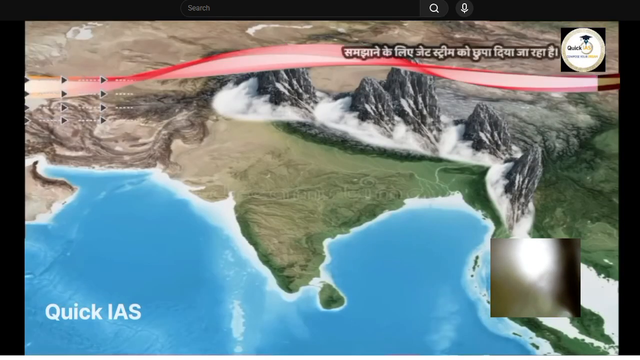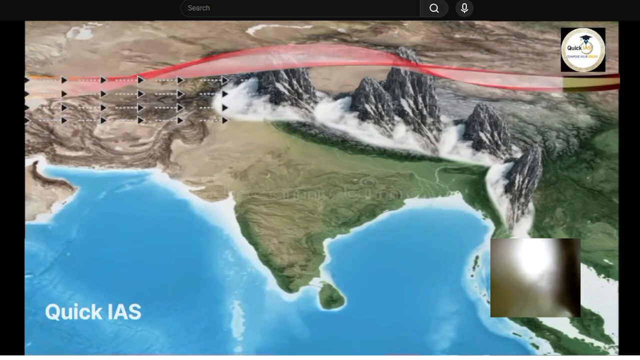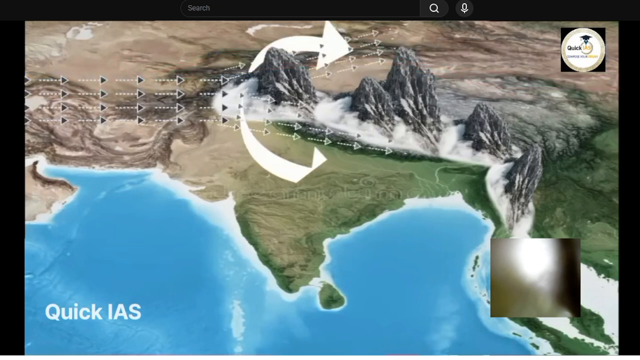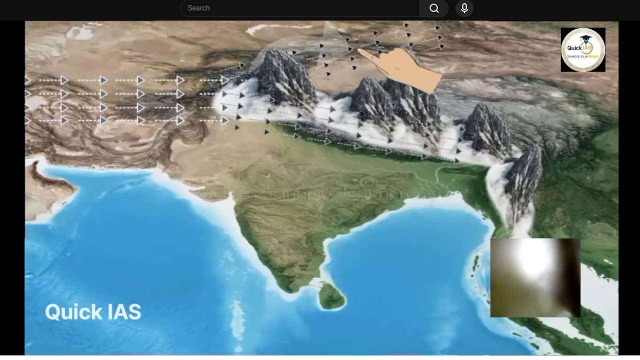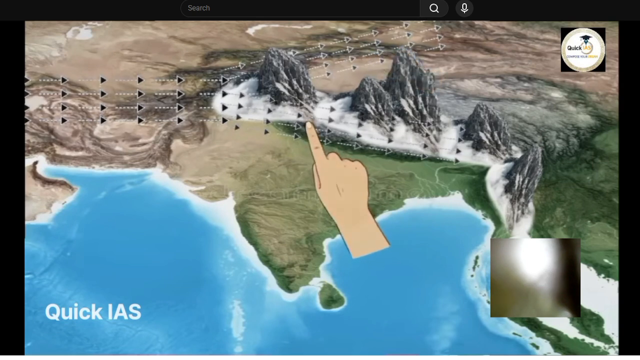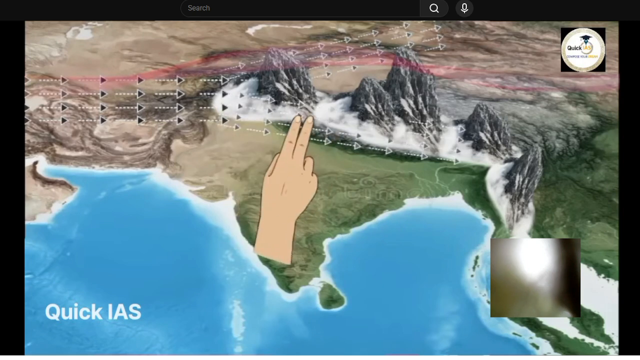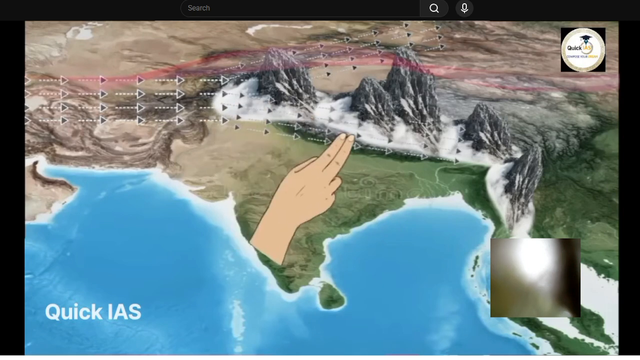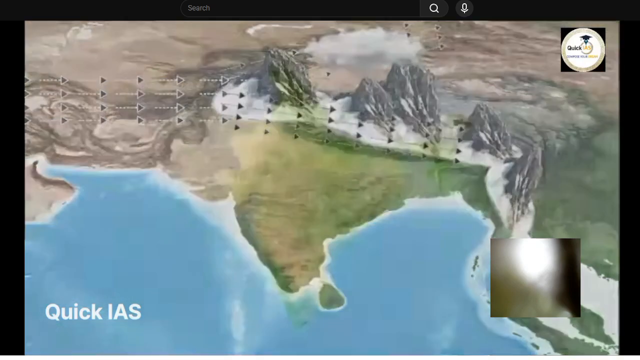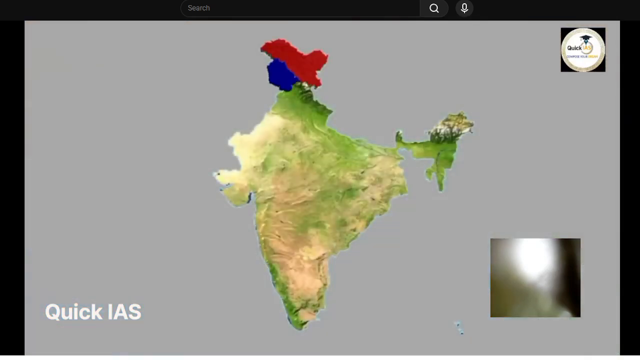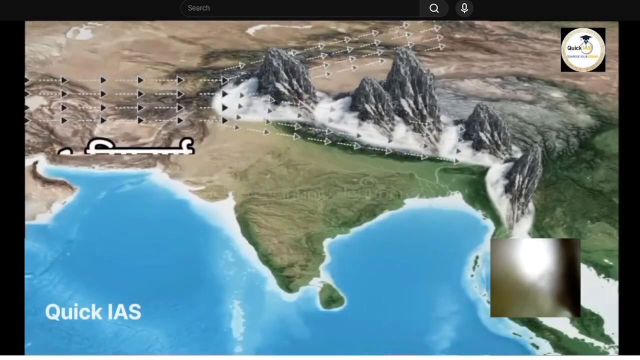Upon reaching India, these winds collide with the Himalayas and split into two branches. Its northern branch moves towards China, and the southern branch enters India. Its southern branch runs parallel to the Himalayas, causing snowfall in the entire Himalayan region. In Ladakh, Jammu and Kashmir, Himachal Pradesh and Uttarakhand, these winds cause snowfall and sometimes hailstorms. This is why North India experiences freezing cold.